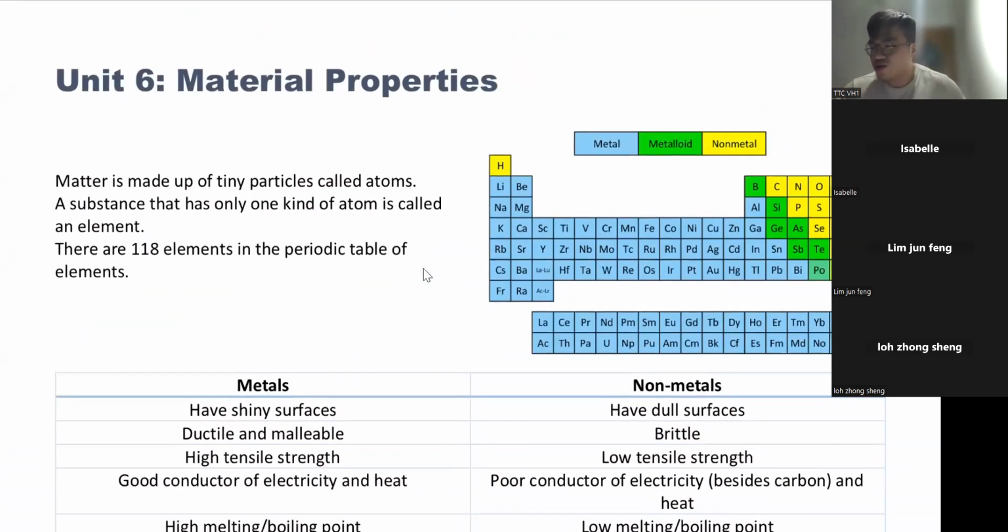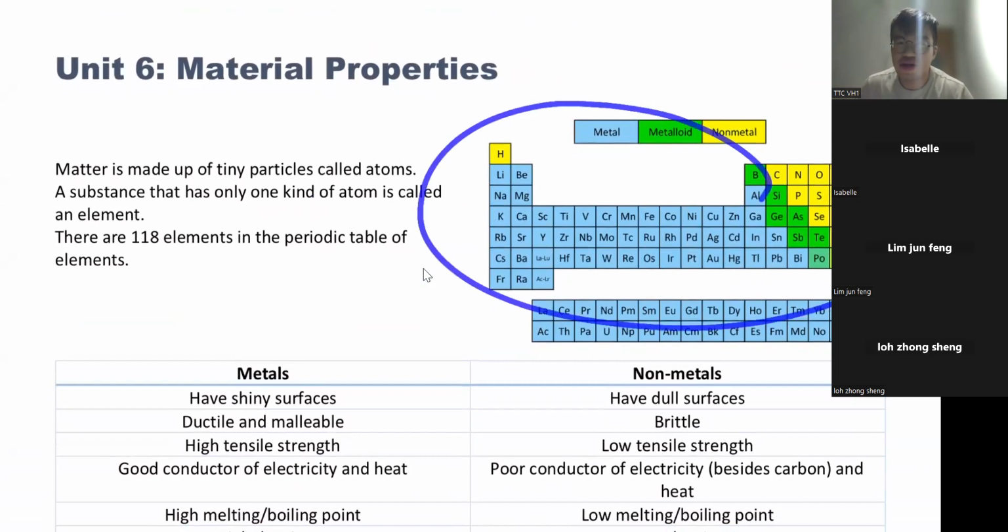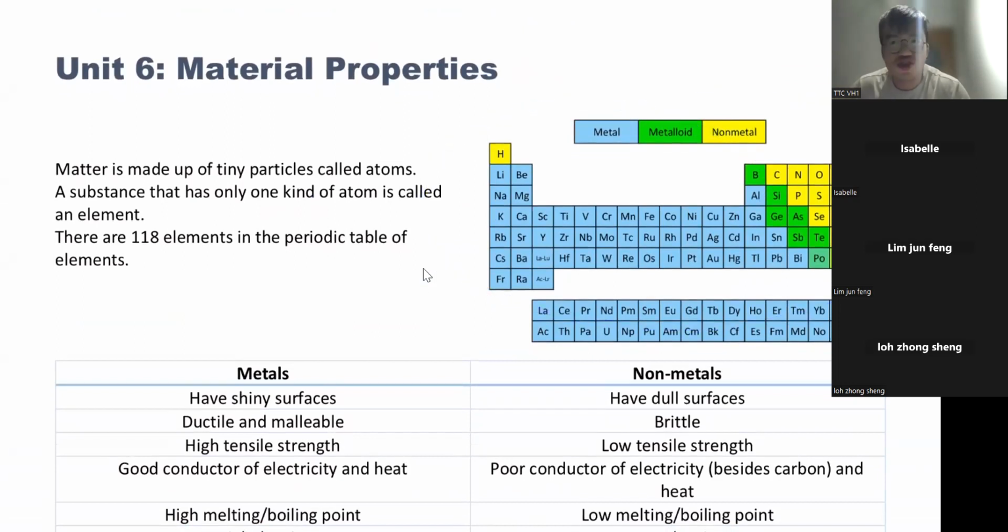Okay, so now, guys, you know what is this? This is your periodic table. Don't memorize this. You just need to know where's the metal. Metals are usually on the left. Non-metals are usually on the right.